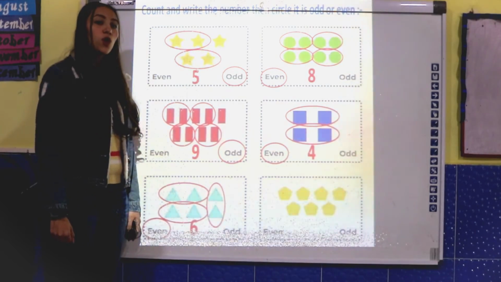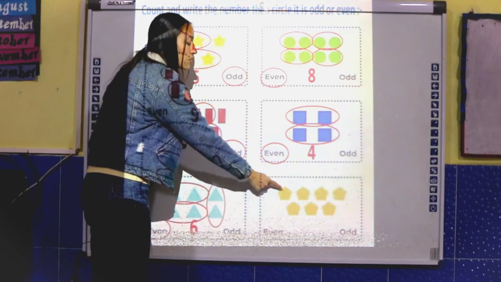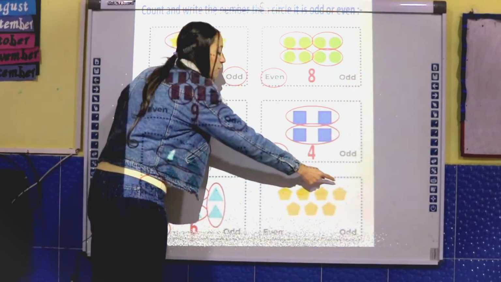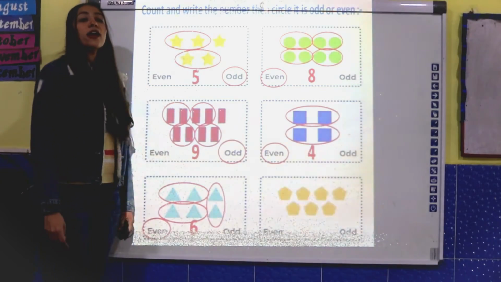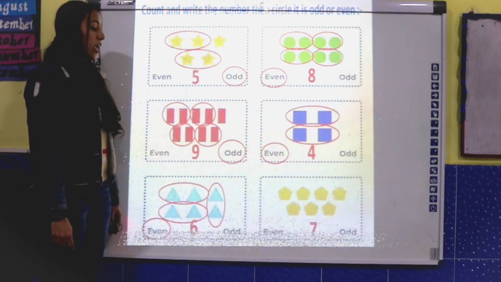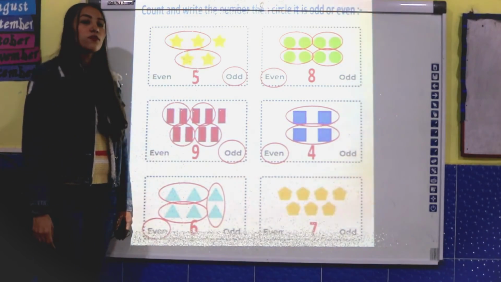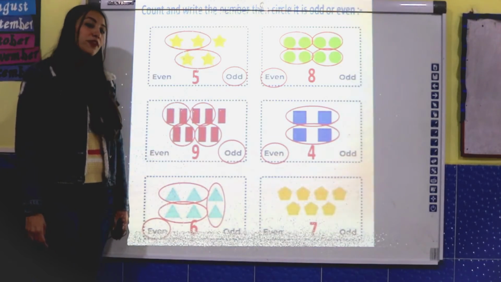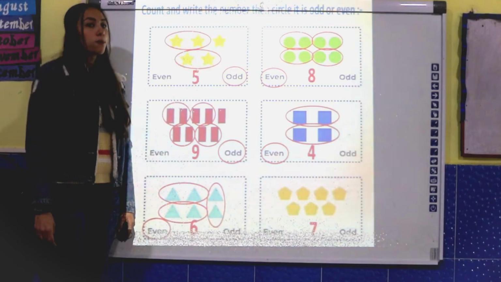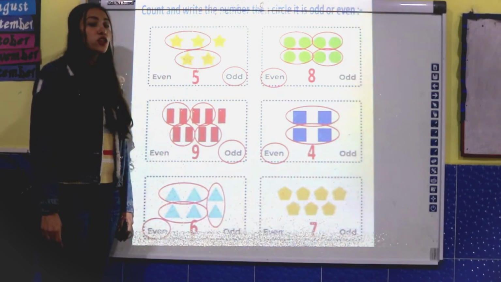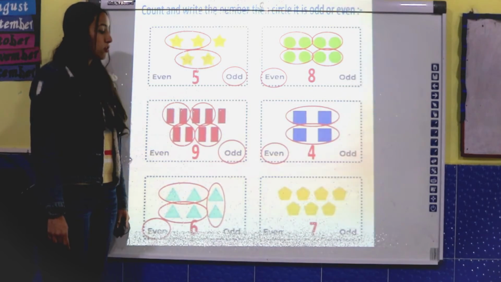Let's count the last one we have here. 1, 2, 3, 4, 5, 6, and 7. I have here 7 shapes. And I want to ask you, is number 7 an odd number or an even number? Yes, number 7 is an odd number. But as usual, let's make sure by making groups of 2s.